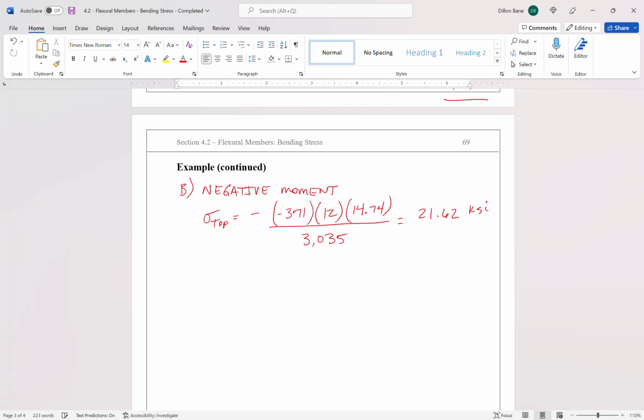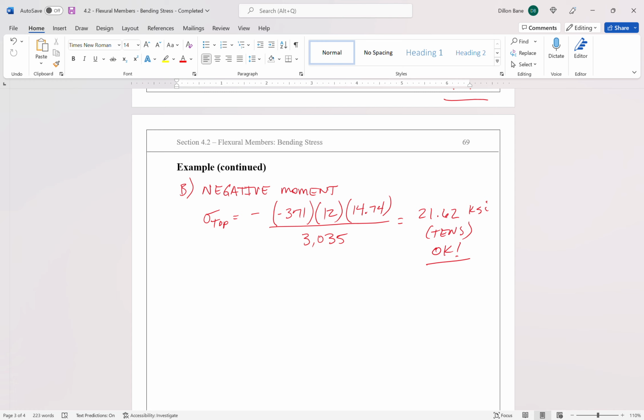KSI, right? This is tension. It's positive. The two negatives cancel out, so it comes out positive, tells us in tension. So 21.62 KSI actual stress. Allowable is 32 KSI. Tells us that we're below the allowable, which means we're good. Okay? We're okay.